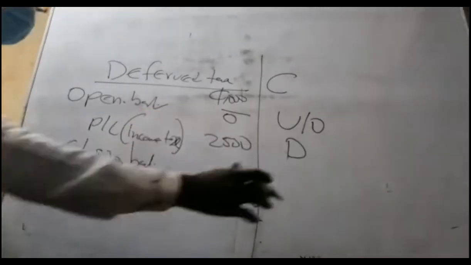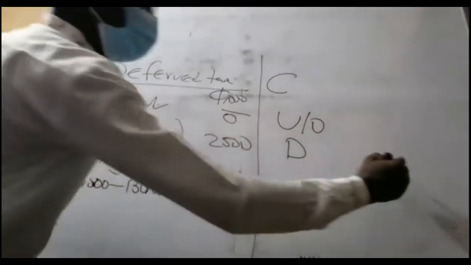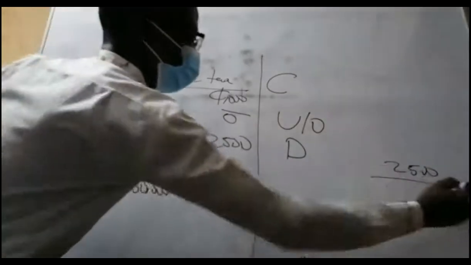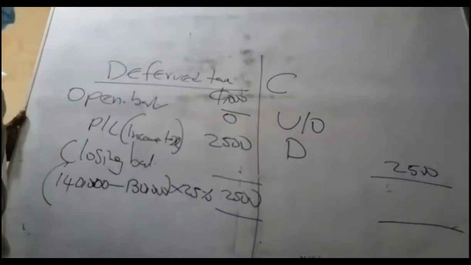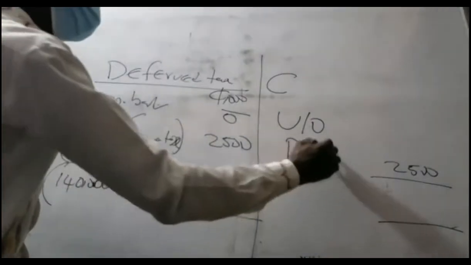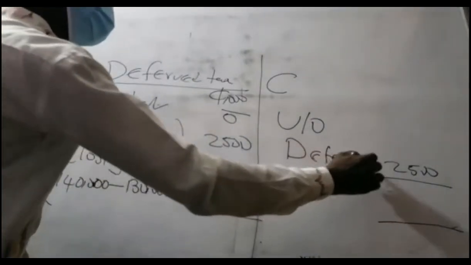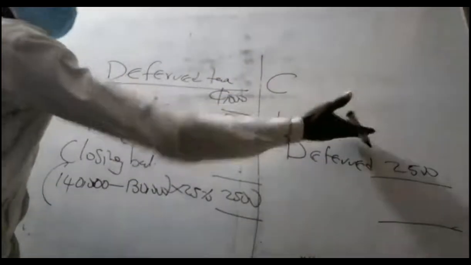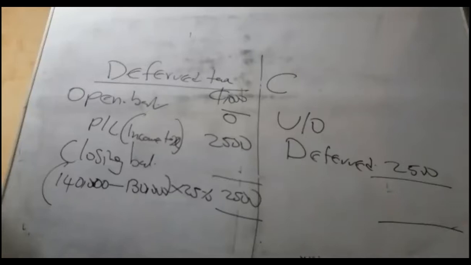Then go to the income tax calculation. Deferred tax is here, right? So I'll come and put the 2,500 here and call it deferred tax. If I get the current tax and add it to it, then we are done, just like we did last week. I'll use Impuntio to finalize everything.